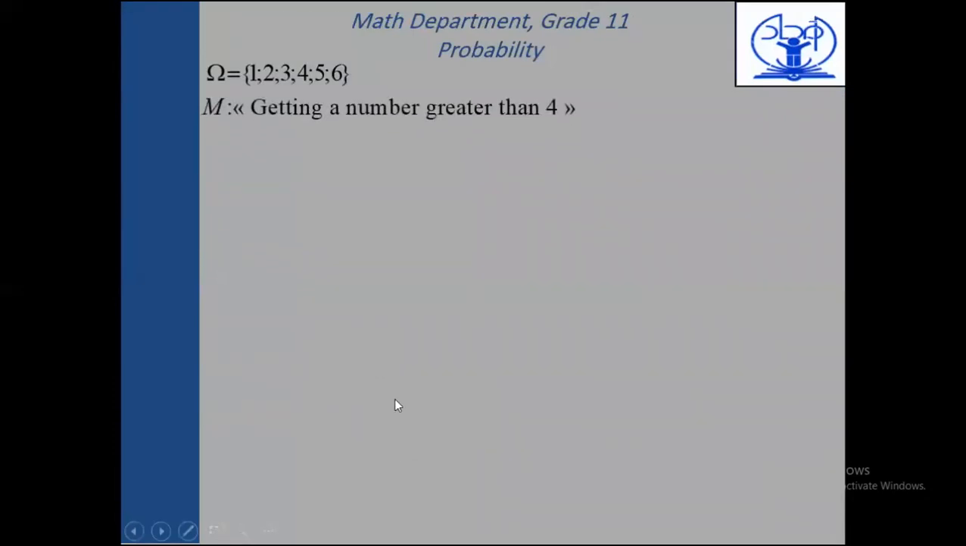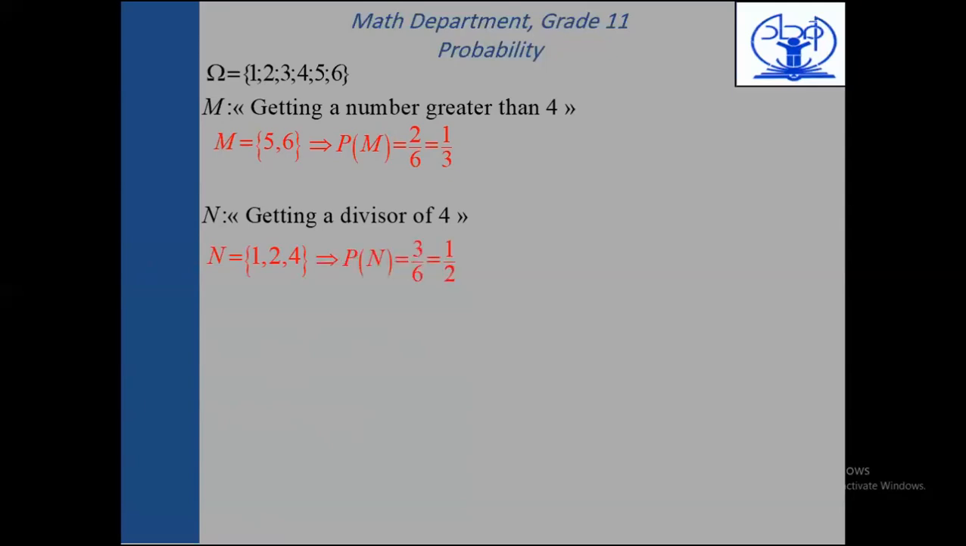Now, what's the probability of getting a number greater than 4? That's 5 and 6, and the probability of M will be 2 over 6, 1 over 3. N: getting a divisor of 4. What are the divisors of 4 which are in the sample space? These are 1, 2, and 4. And the probability of N will be 3 over 6, half. Now, what's the probability of getting a number greater than 4 and a divisor of 4?